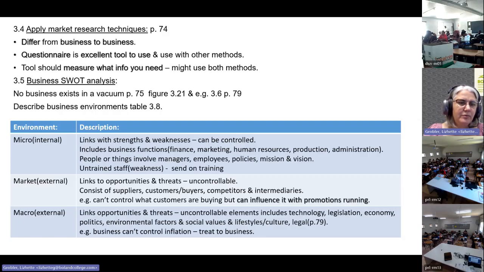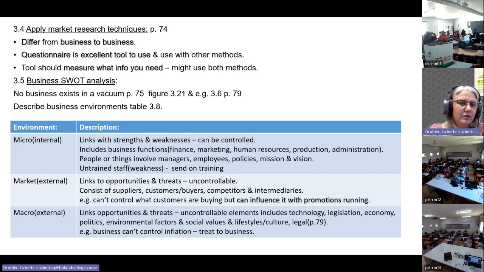Market, this is then external. This is the link to your opportunities and threats, and that is uncontrollable. You can't control the market. It is impossible to do that because it consists of the suppliers, the customers or buyers, and also the competitors and the intermediaries. Intermediaries, that is actually the middleman.